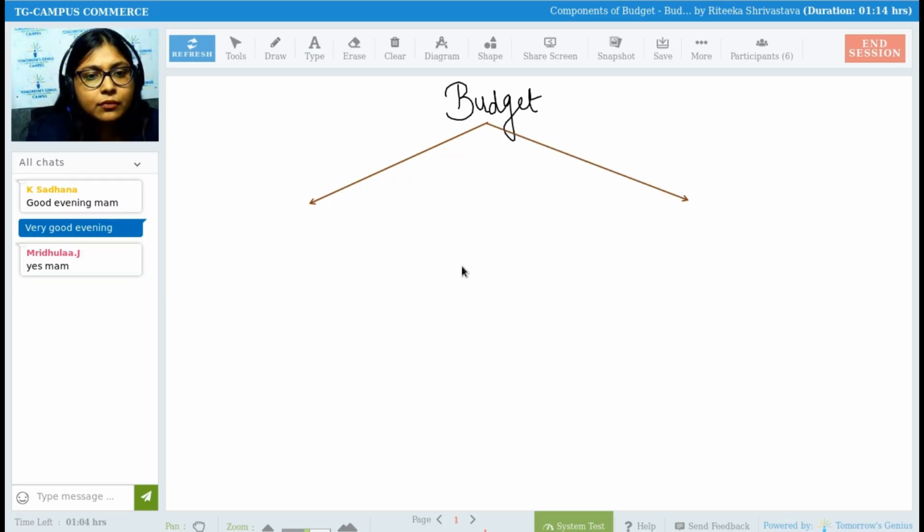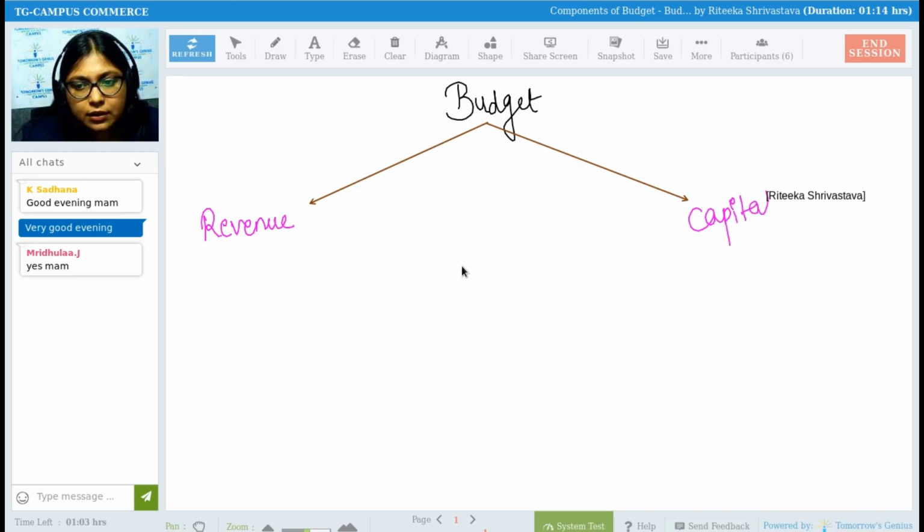Very good. One is revenue budget and another one is capital budget. Revenue budget is again divided in different types. What are those? Two different types.